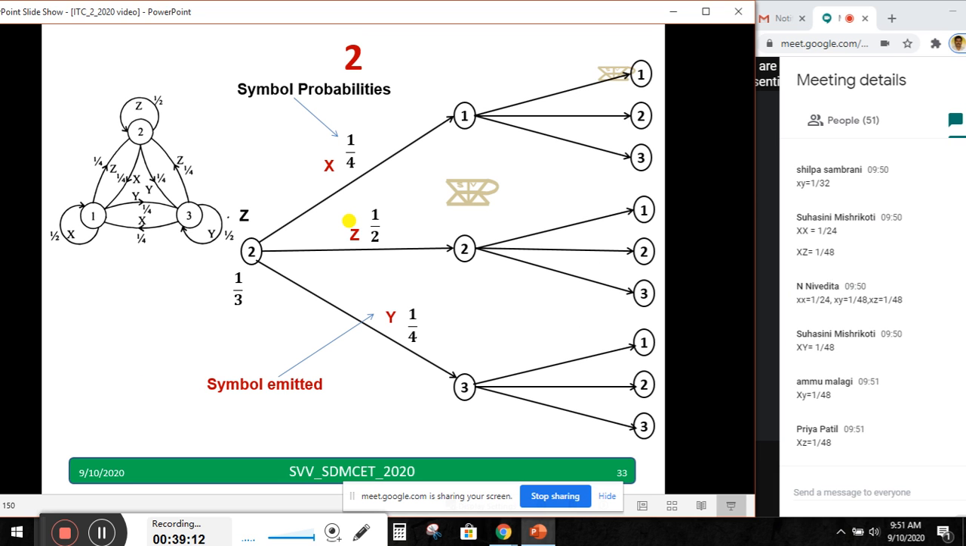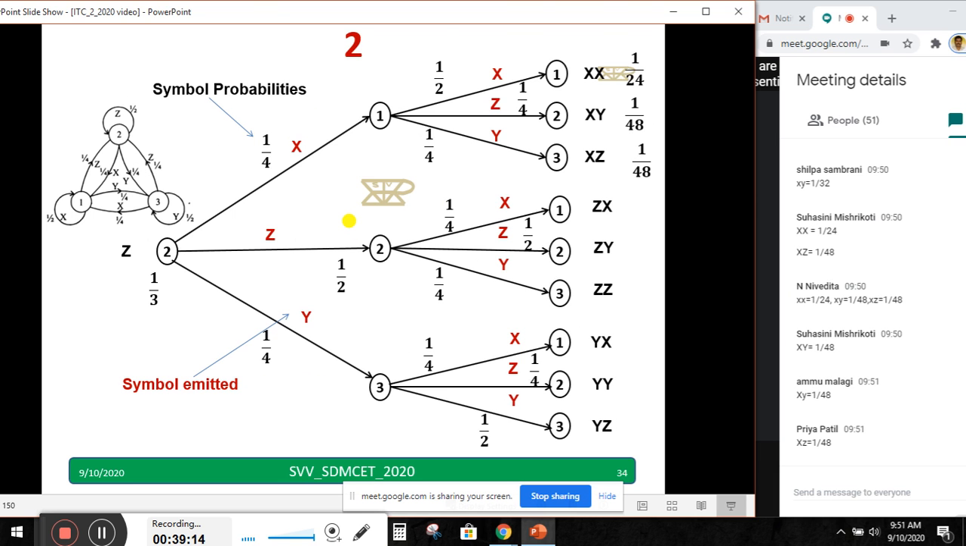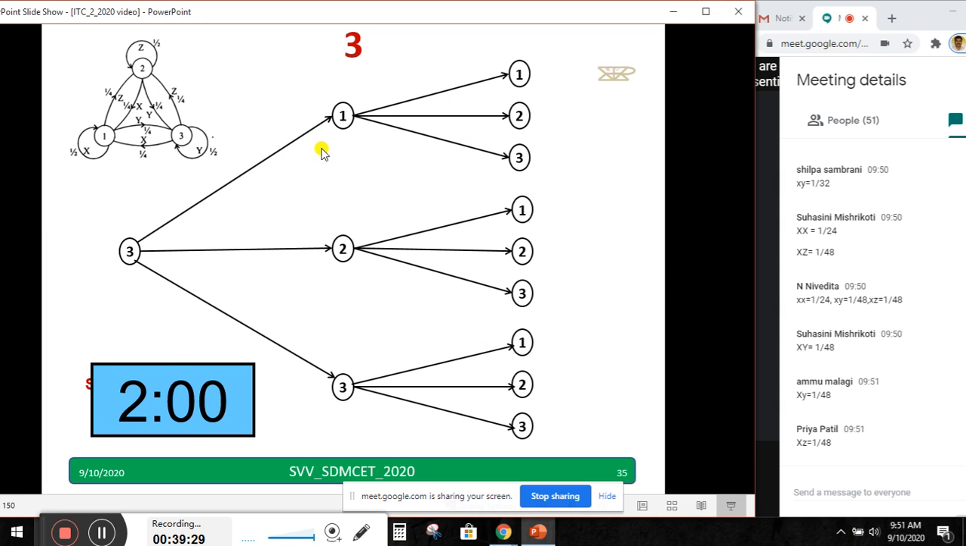Using state 2, I have done it. So these are the probabilities you can compare. First one only I have done: 1 by 24, 1 by 48, 1 by 48. Starting from the state 2, and similarly we have to repeat it considering the state number 3. Do it fast.